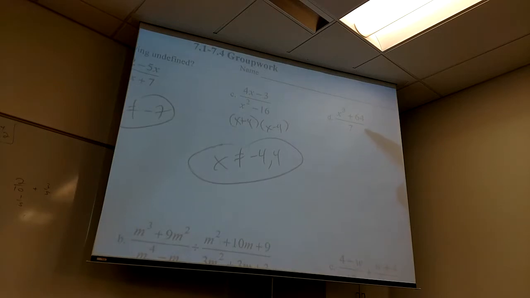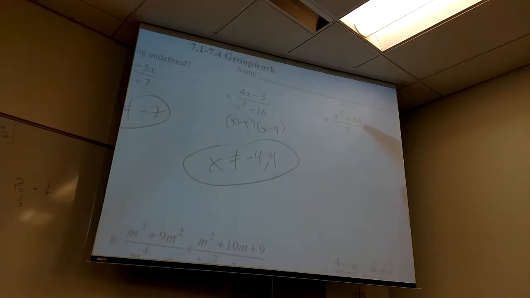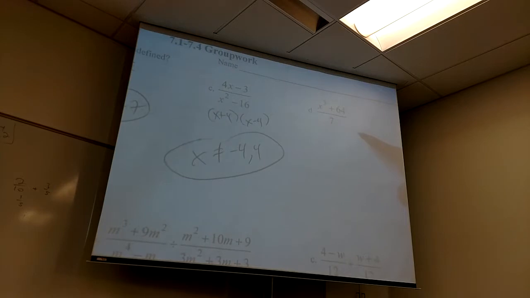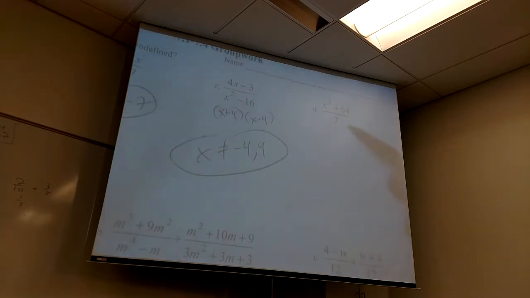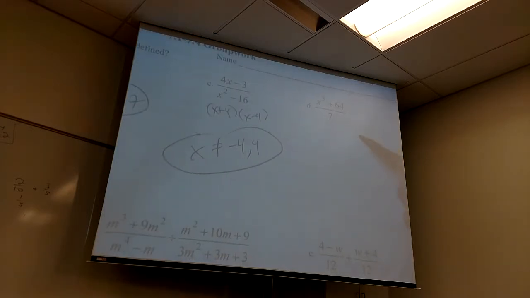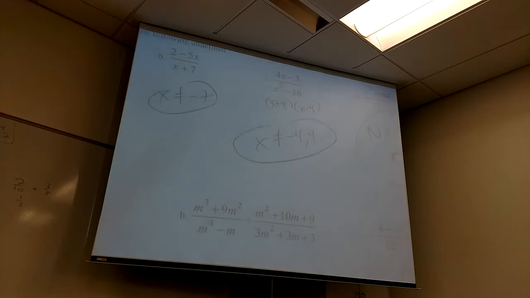So here, we did one just like this before. Can I make the bottom 0? No. See how x is on every single bottom, so I have control of it. Where the x is, I have control. I have no control here. It's always 7. I don't care what I make x, it's always 7. So no values make it undefined. You can use all values of x. No values have to be thrown out. Never undefined, however you want to say that. I like it. Okay.